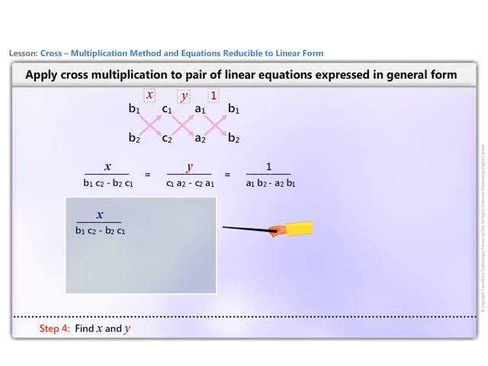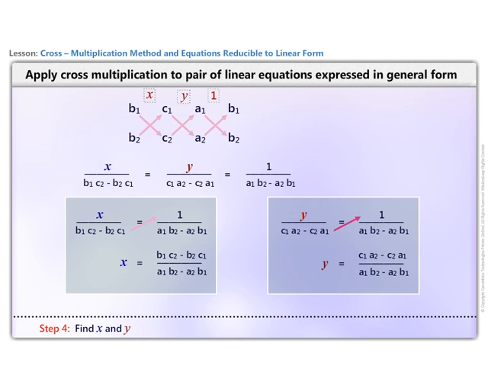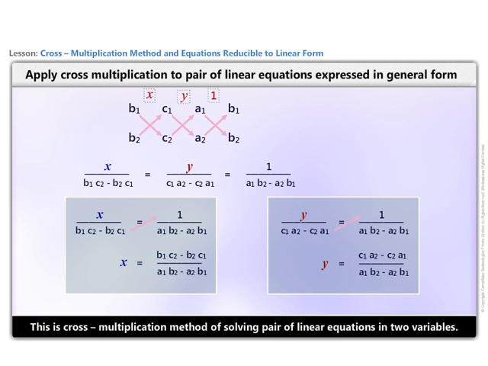So, x/(b1c2 - b2c1) = 1/(a1b2 - a2b1), or y/(c1a2 - c2a1) = 1/(a1b2 - a2b1). Solving for x and y, we get x = (b1c2 - b2c1) divided by (a1b2 - a2b1), and y = (c1a2 - c2a1) divided by (a1b2 - a2b1). This is the cross multiplication method of solving a pair of linear equations in two variables.